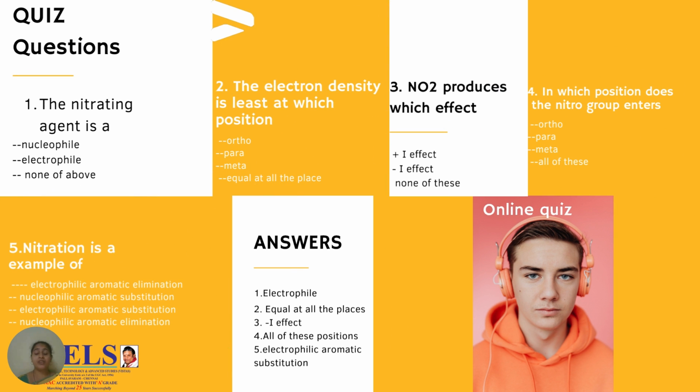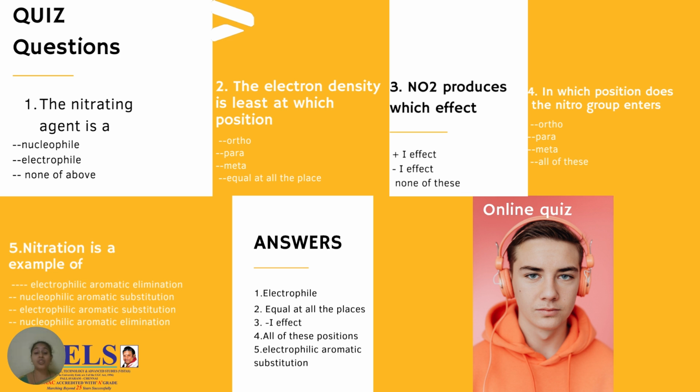Next, quiz time. We are going to discuss a few questions, as it will be useful for understanding the basic concepts of nitration. So what does a nitrating agent act like? A nitrating agent generally produces NO2 plus, so it acts like an electrophile. Then, the electron density is least at which position? Generally, benzene is a symmetric molecule, so wherever you see, each corner is almost similar. So the electron density is present equally at all the places.